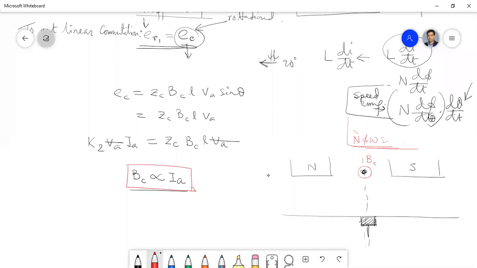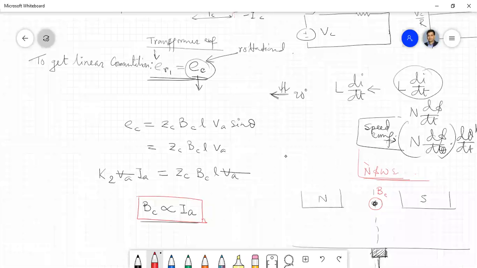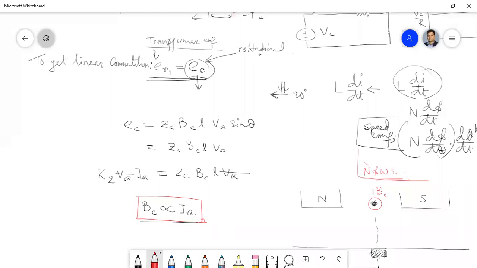What I will do, in the next class, I will start the armature reaction. Otherwise, you'll face some problem understanding this commutation, I think. Okay, the next class I will start the armature reaction. I know that you are facing some problem understanding this commutation, isn't it? Am I right?